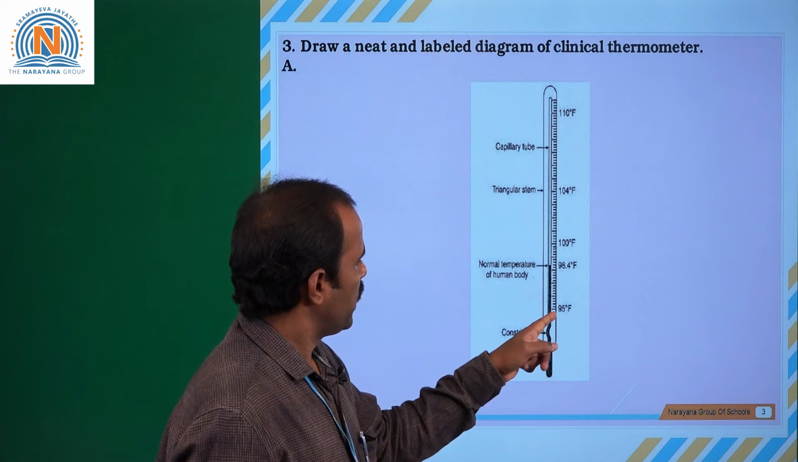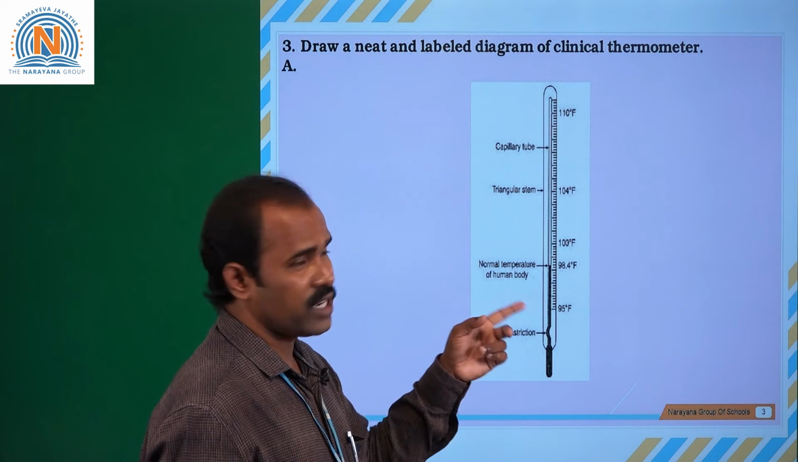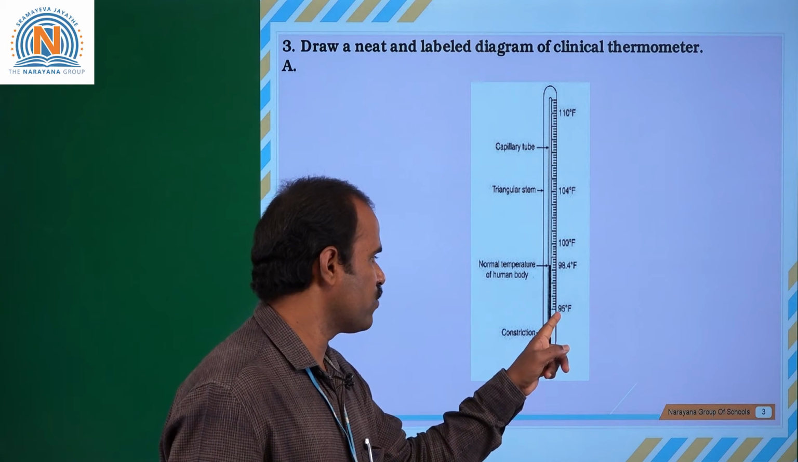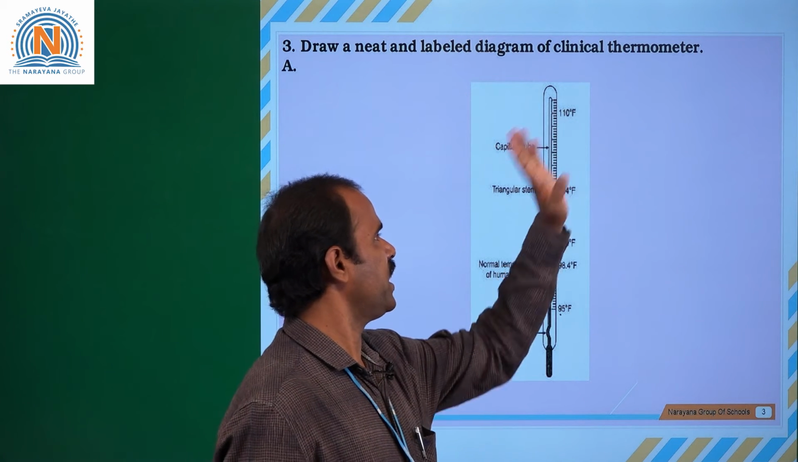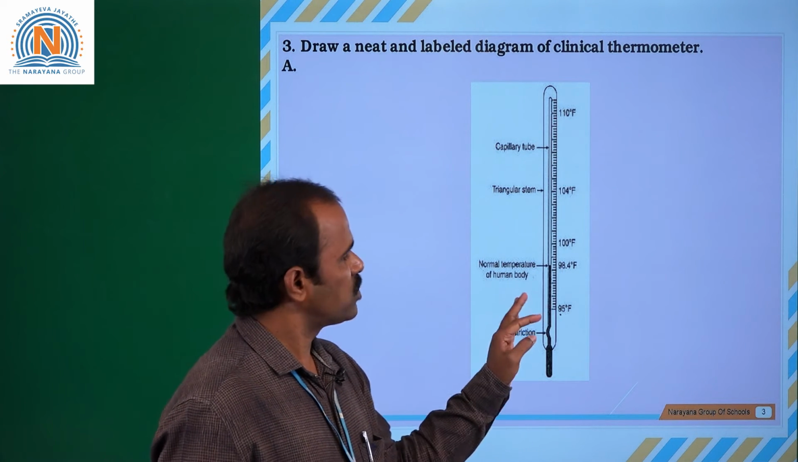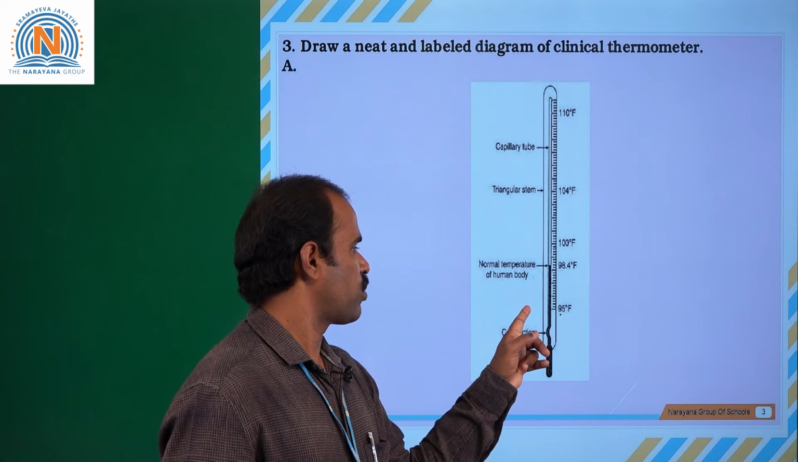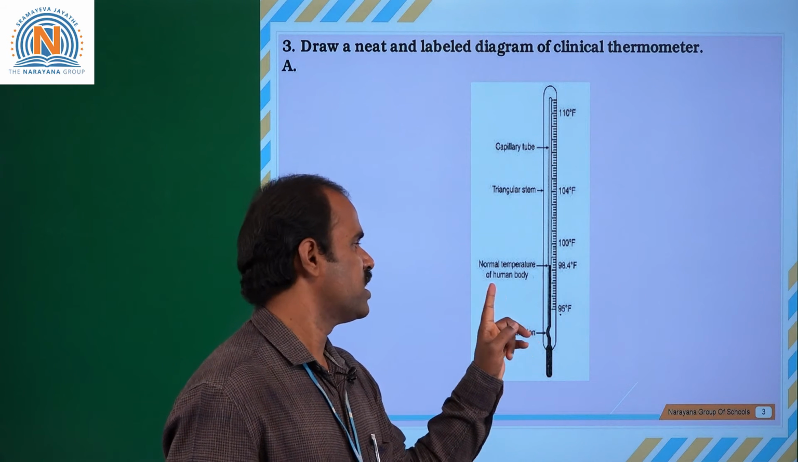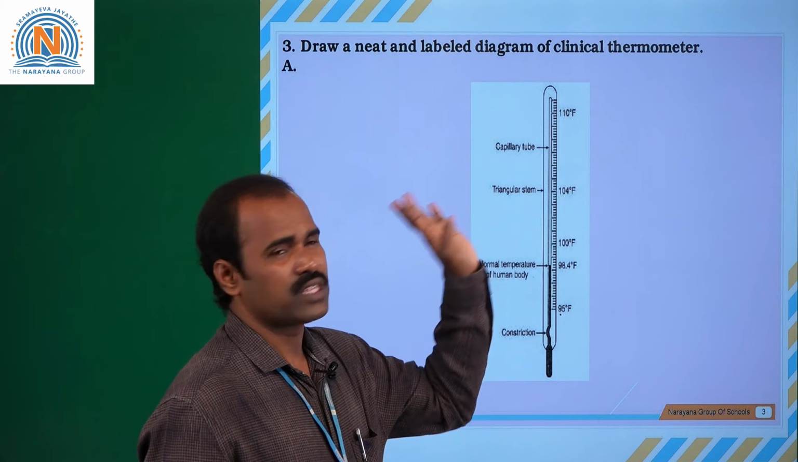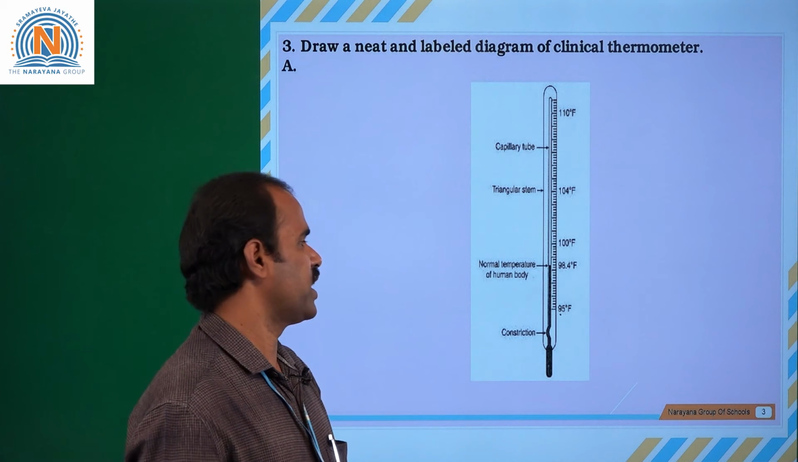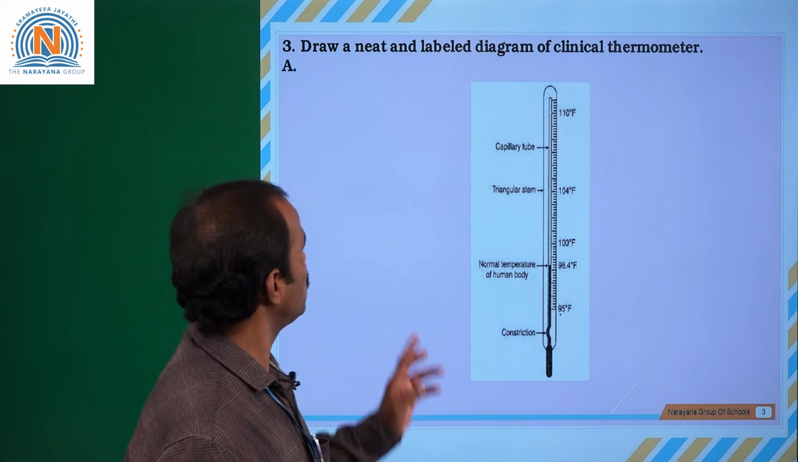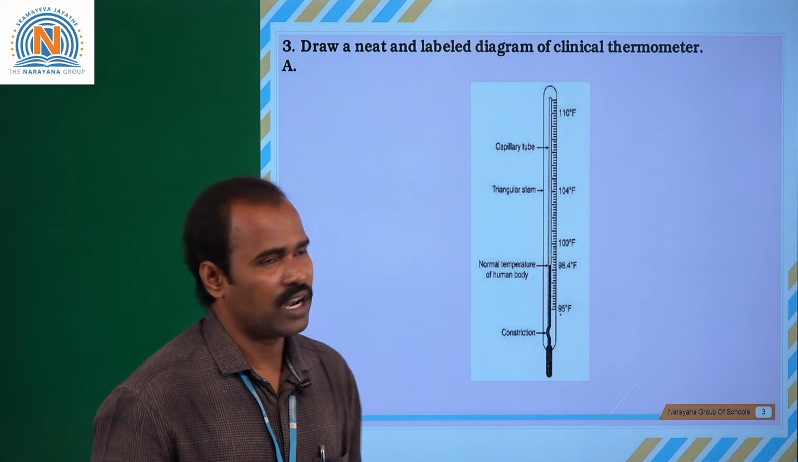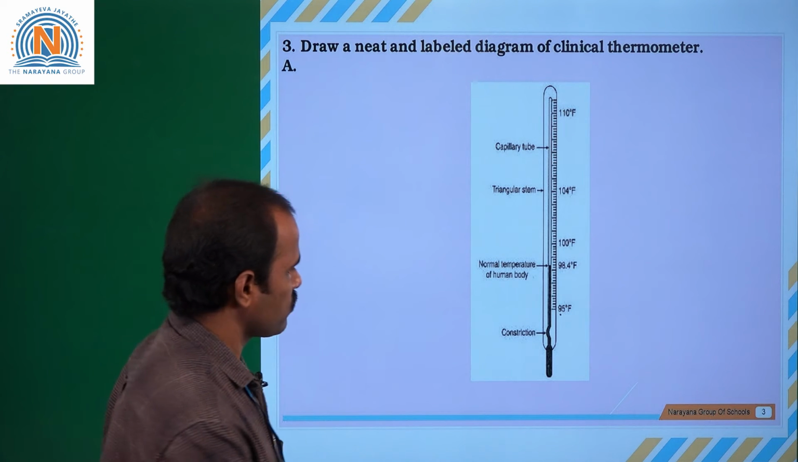So it is the range of the clinical thermometer we just discussed, that is 95 degrees Fahrenheit to 110 degrees Fahrenheit, and sometimes it may provide another labeling also, a calibration in the Celsius scale, that is 35 degrees Celsius to 45 degrees Celsius. So this is about the diagram of the clinical thermometer.